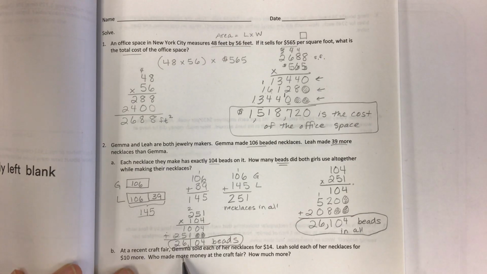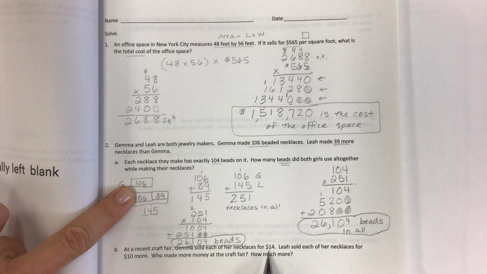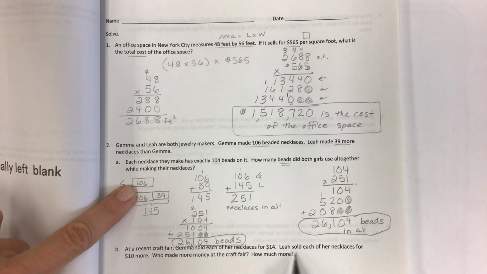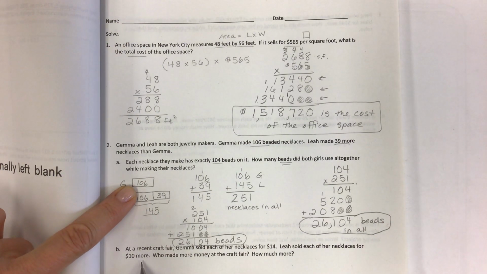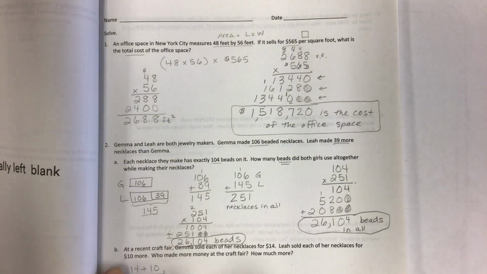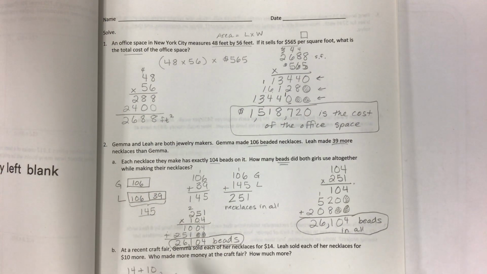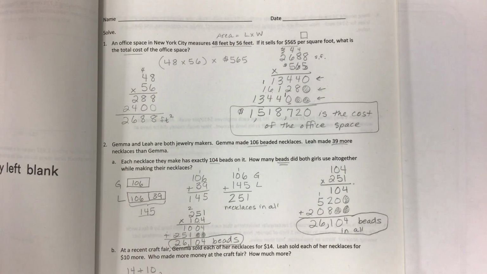So at a recent craft fair, Gemma sold each of her necklaces, Gemma with the 106, for $14. Leah sold each of her necklaces for $10 more. Well, just do that right away. If you have your 14 plus 10 to find out how much Leah sells for, you get your $24 right there, and that's for Leah. And Gemma sold hers for $14. So sometimes, this is like market economics. Who's going to pay more if it's got the same number of beads on it, but it depends on where you're shopping.